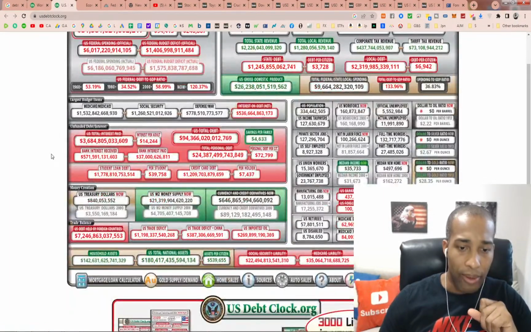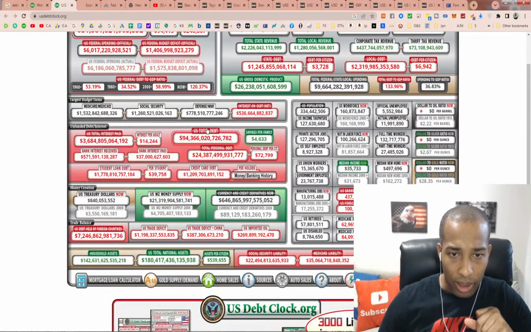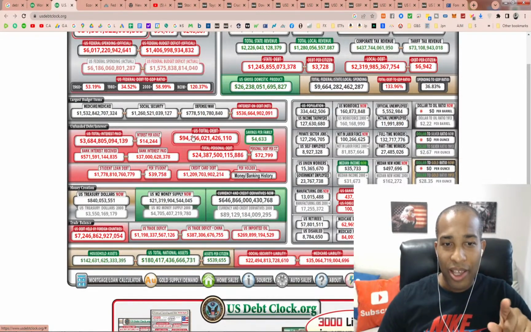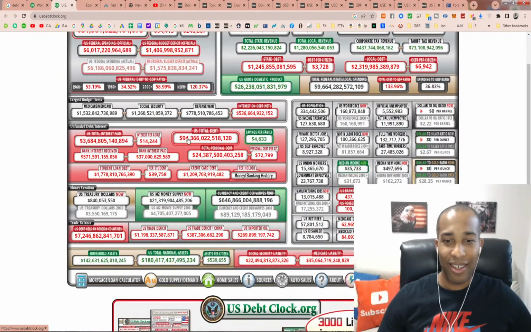But our total debt, including unfunded liabilities. Oh, give me a second. Where's the total debt with unfunded liabilities? Oh, here it is. U.S. total debt, $94 trillion. Craziness, guys.